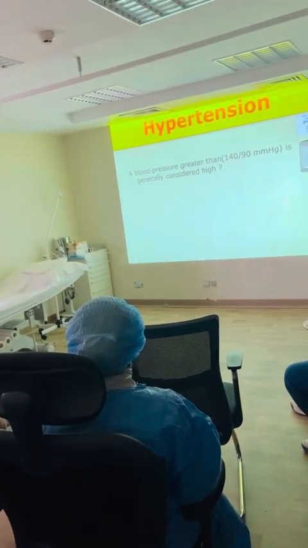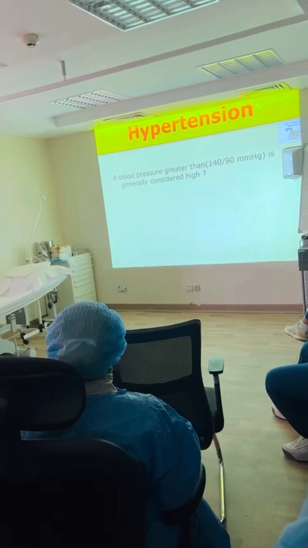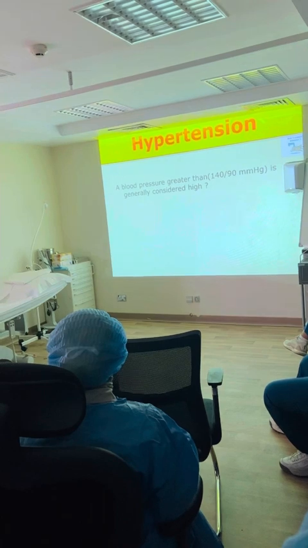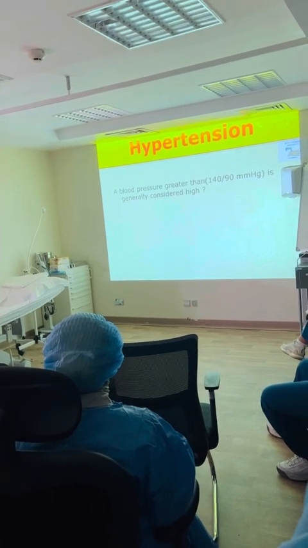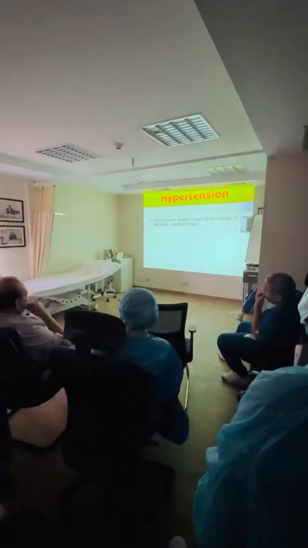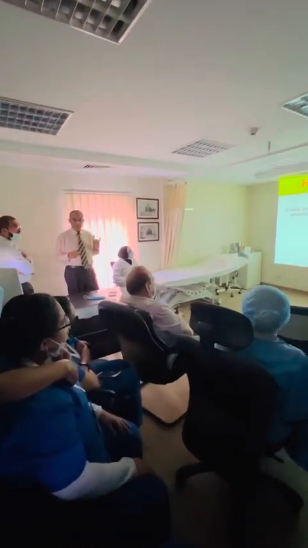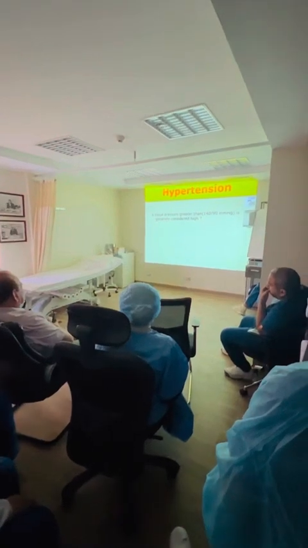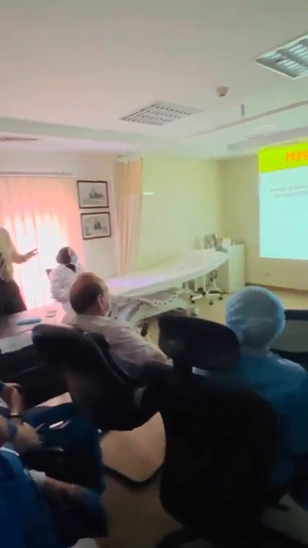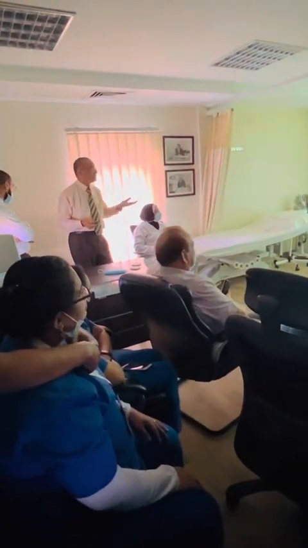Any reading with systolic above 140 or diastolic above 90 is a high reading. Let's agree on that as a reading. But we cannot label this patient hypertensive. The reading itself is high, above 140 systolic or above 90 diastolic. That's why this statement is true.